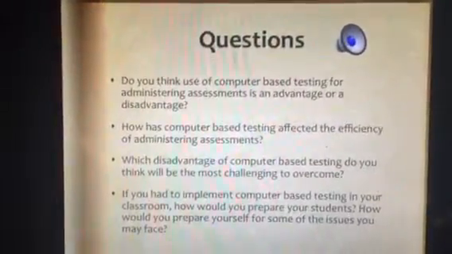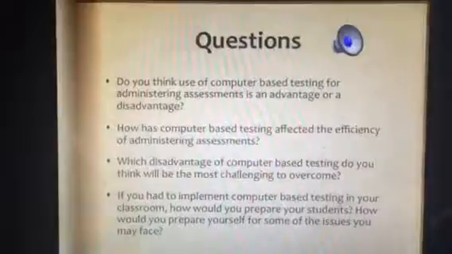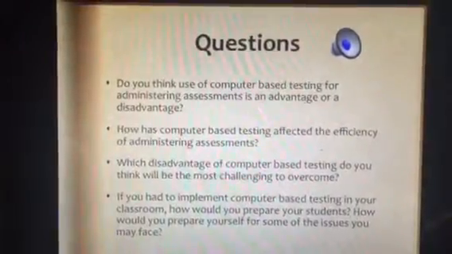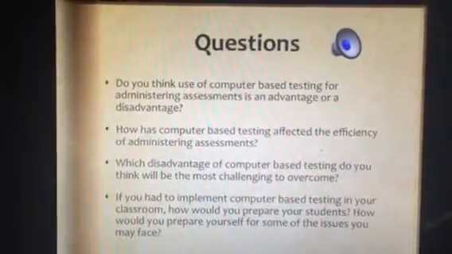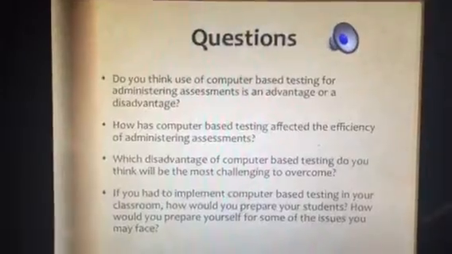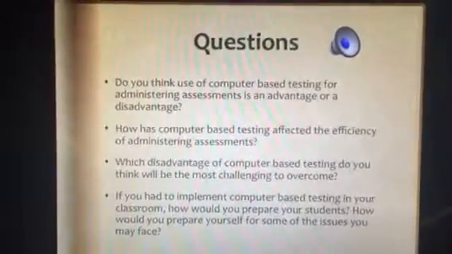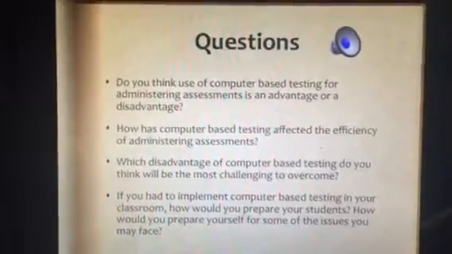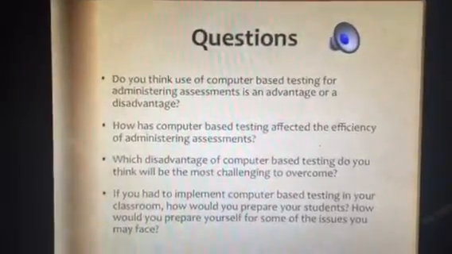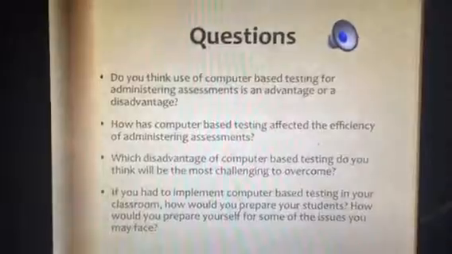Here are some questions for you to consider. Do you think use of computer-based testing for administering assessments is an advantage or a disadvantage? How has computer-based testing affected the efficiency of administering assessments? Which disadvantage of computer-based testing do you think would be the most challenging to overcome?